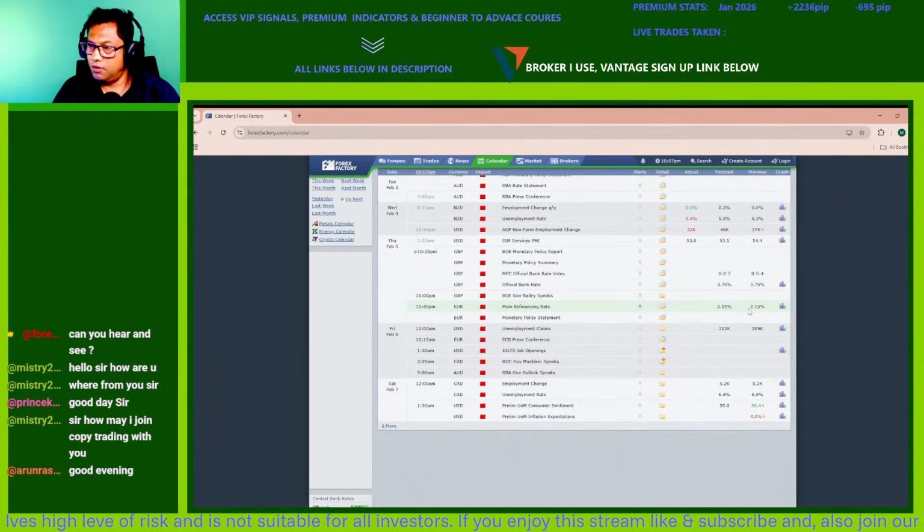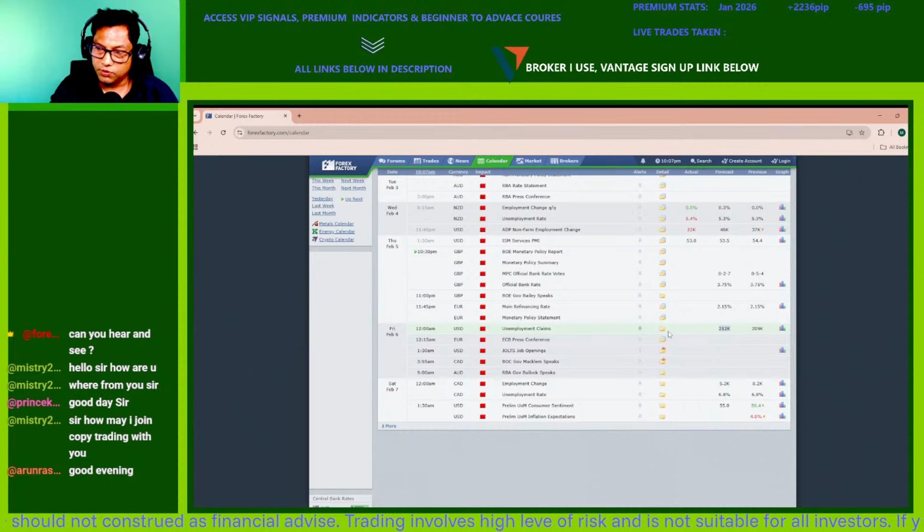Now we'll see another, some tentative. Bailey will speak, and that could create volatility around British pound US dollar and XAUUSD. Along with that, later today there is some data coming on the monetary policy statement on the euro, and also the main refinancing rate, followed by the unemployment claims. Starting with this news, we could see most of the instruments get pretty moving here.